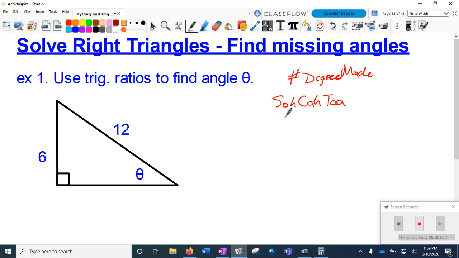What does that mean? S stands for sine, O stands for opposite, H stands for hypotenuse. Cosine. A stands for adjacent, hypotenuse for H. T stands for tangent, O is opposite, A is adjacent. That's our trig magic word. That's what helps us keep everything together. Our three main trig functions are sine, cosine, and tangent, and these are the sides that make up that ratio.